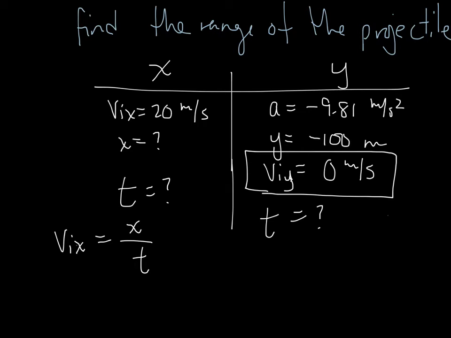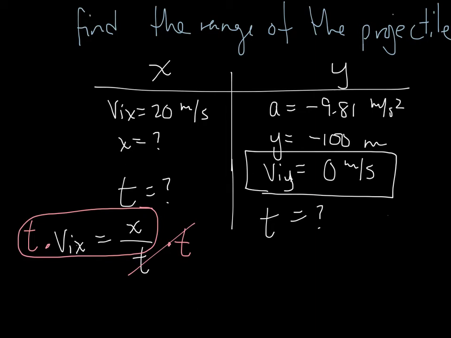You would only switch them if you were trying to find time, right? But you're trying to find x. How do you get rid of that time? Kian? It's being divided by time, so multiply both sides by time. Okay, that gives us the generic solution for x right here. X equals time times the initial velocity.